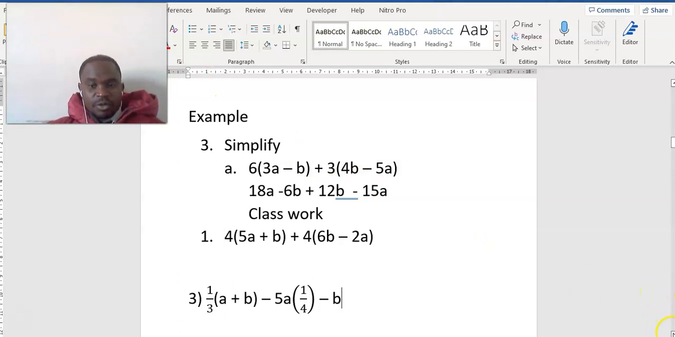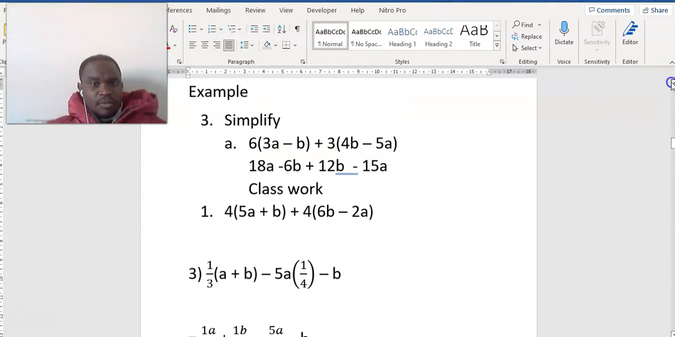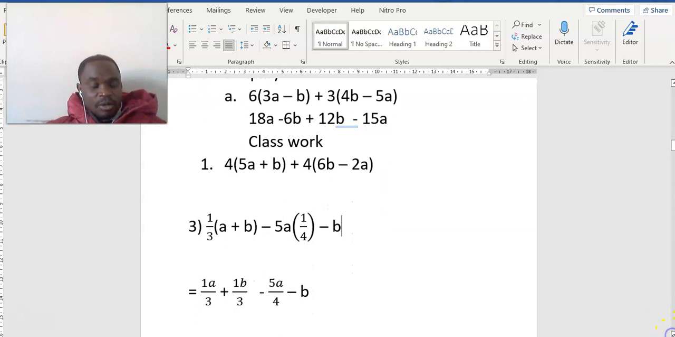Okay, let's move on to the main thing that I want us to look at. This time it's a fraction. Okay, we are going to continue. Let me just repeat this. So this multiplied by this gives you 18A. 6 times minus B will give you minus 6B. 3 times 4 will give you 12. 3 times minus 5 will give you minus 15A. So you do only this one for me as your classwork. We've done a lot on that.